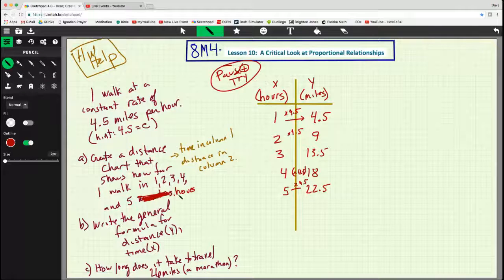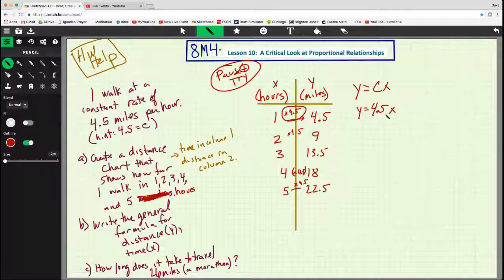So my general formula then, just like everything we've done so far, is y equals cx. Well, our c is 4.5. So our formula is y equals 4.5 times x. So how long would it take to travel 26 miles? So does the 26 go in the left column or the right column? Well, you tell me. The right column is miles, so there's 26. And so that's our y. So we're going to put 26 in for y, not x. So we'll say 26 equals 4.5 times x.